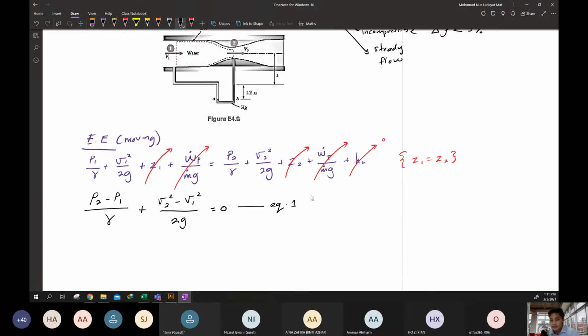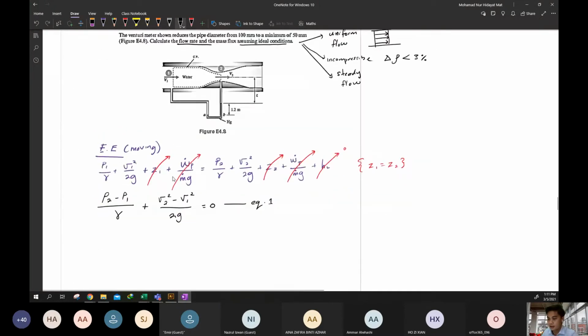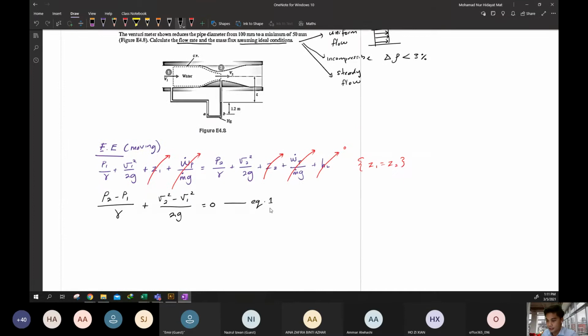So far, do you guys understand until this part? Everybody? All of you understand until this section? Yes, doctor. Okay, thank you for the response.